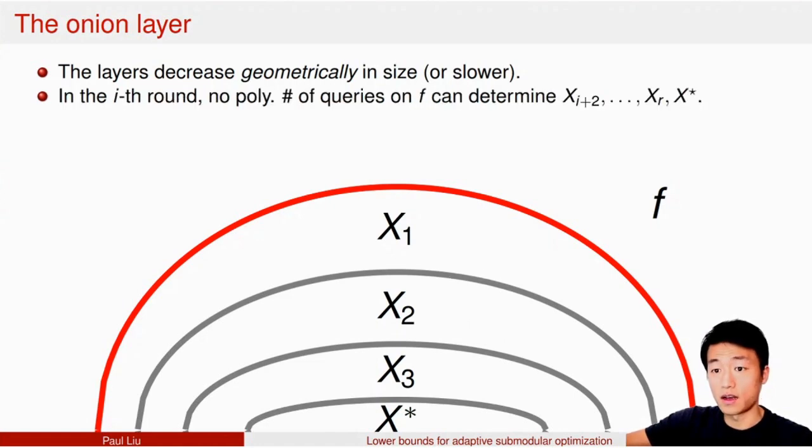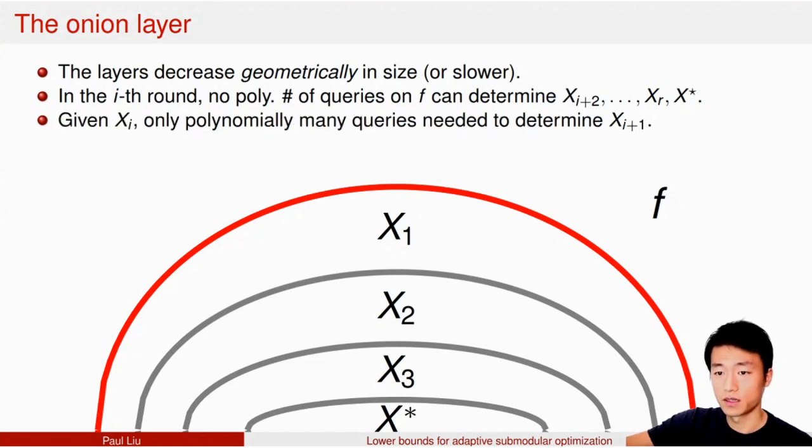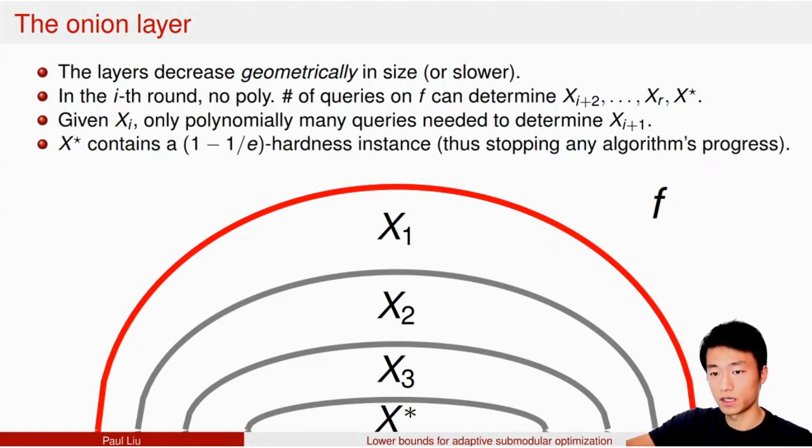Okay. And then in the ith round, we'll make sure no polynomial number of queries on f can determine the layers from i plus 2 to r as well as x star. However, given the ith layer, we only need polynomially many queries to determine x i plus 1. So this way the algorithm keeps making progress towards the end. Now in the final layer x star, we'll embed a 1 minus 1 over e hardness instance, which will stop any algorithm from progressing beyond the 1 minus 1 over e approximation factor.